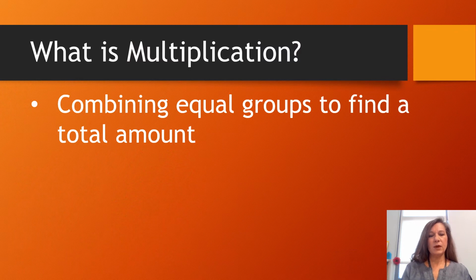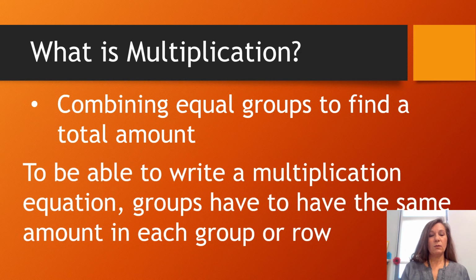But let's get started. Remember, what is multiplication? I really want to make sure I stress that you understand what multiplication is. It's the combining of equal groups to find a total number of objects. Remember that if the objects are not equal, for example, if you had 4 plus 3, there wouldn't be a way for you to write a multiplication sentence using equal groups. But if you had 4 plus 4 plus 4, you would have 3 groups of 4. So make sure that you understand that to write a multiplication equation, groups have to have the same amount in each group or in each row.